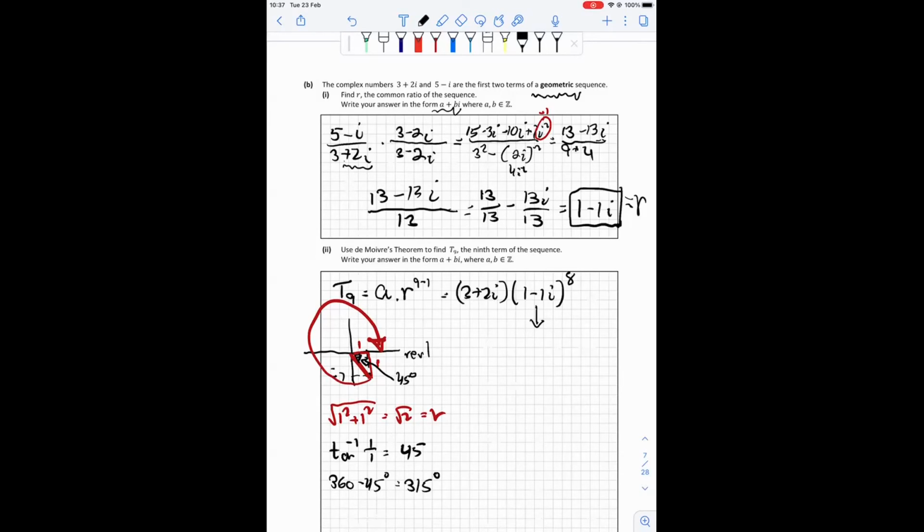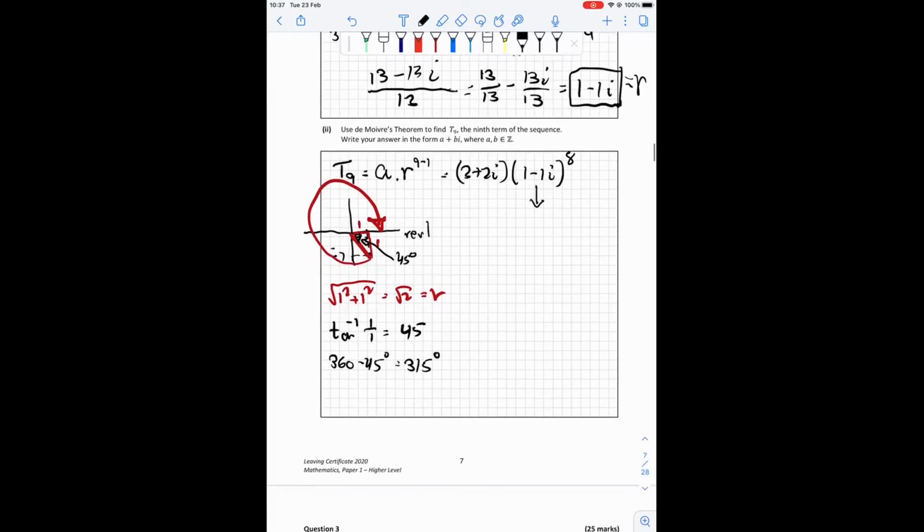Now you can do it in radians or you can do it in degrees, unless the question tells you otherwise. This question doesn't tell you how to do it, so you can do it any way you like. So now I'm going to put it into my formula. The radius is square root of 2, cos 315 plus i sin 315. All of this, we have to use De Moivre. So it says do it to the power of 8.